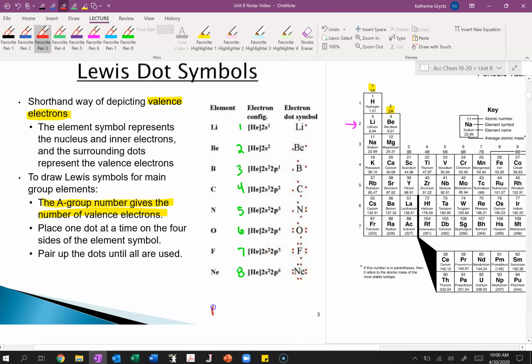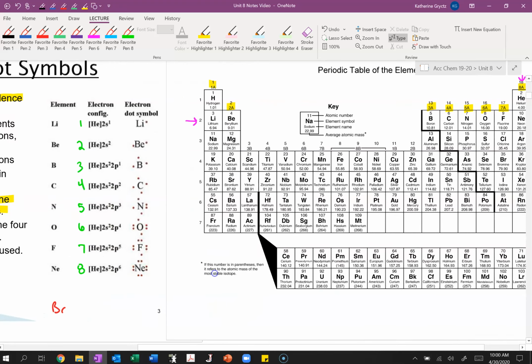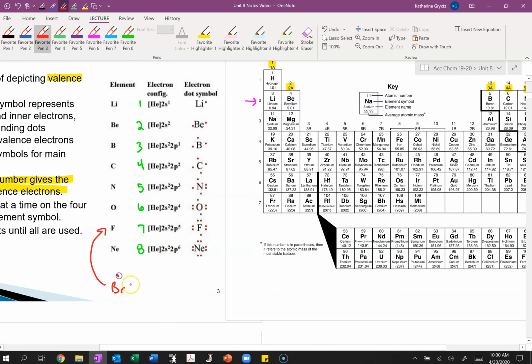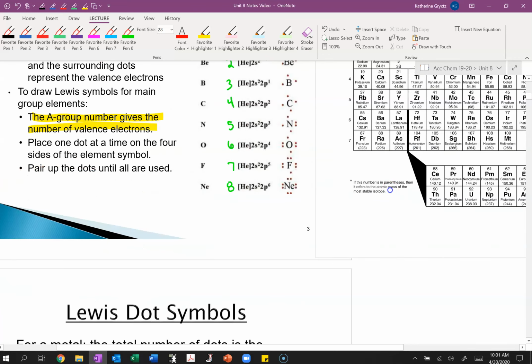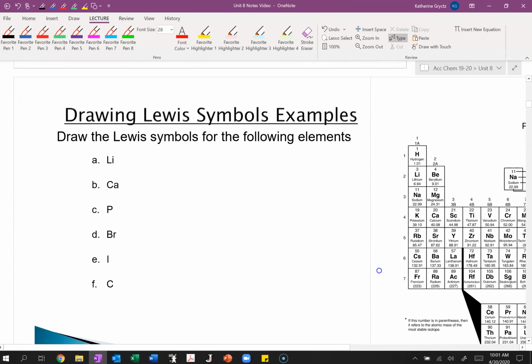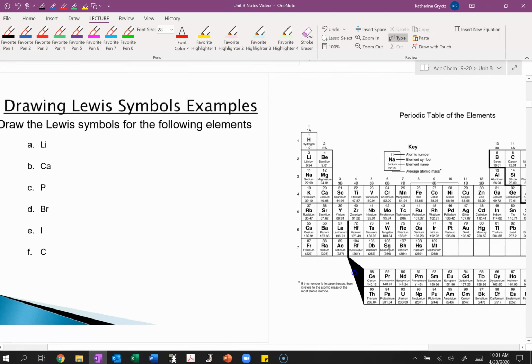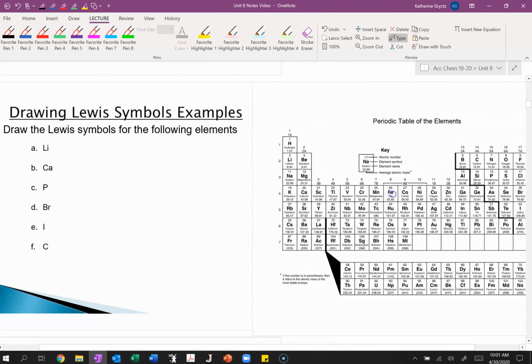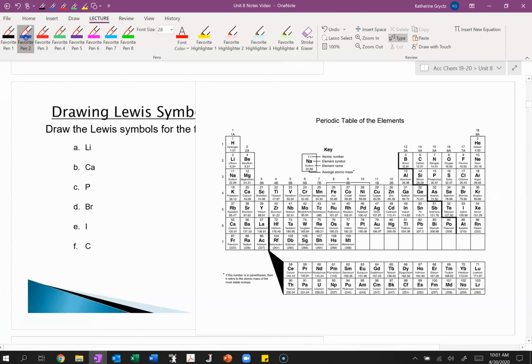So if you were looking at bromine, bromine would have 7 valence electrons, just like fluorine. Its Lewis structure would look just like fluorine's, its Lewis dot symbol. Okay, so we're going to practice a couple of these to see if we can draw them. So we've already looked at lithium, but seeing if we can look at the periodic table, so I can bring this in a little bit to help us out. Okay, so lithium, we just simply draw the symbol, and we have 1 valence electron. So for calcium, we go find calcium on the periodic table.